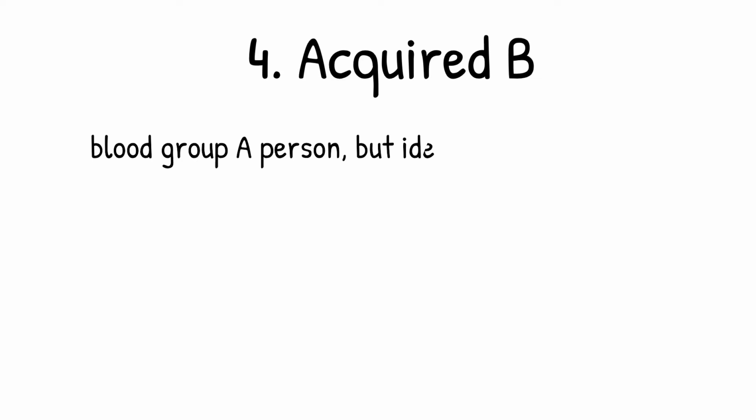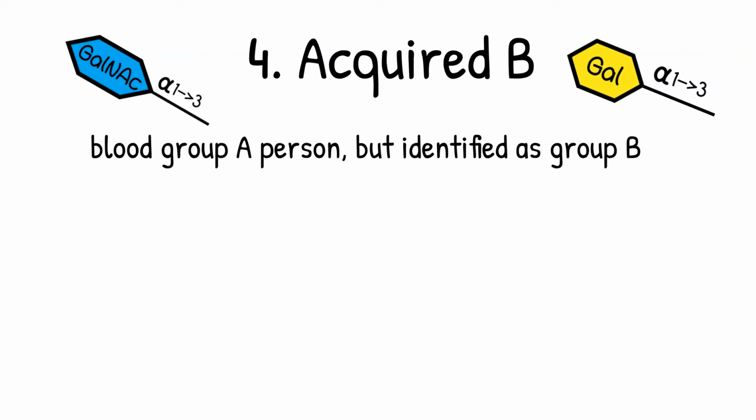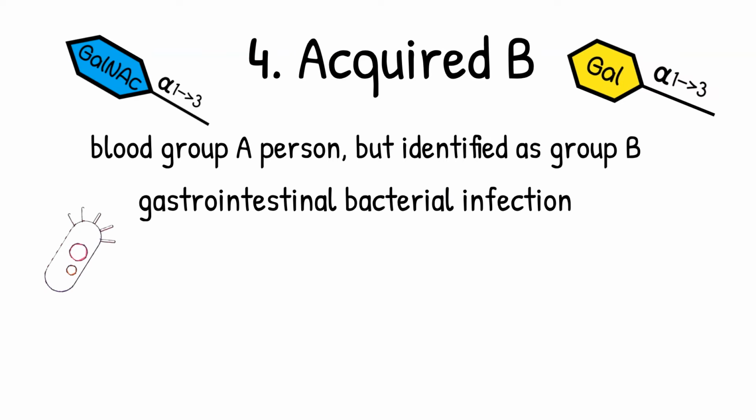Fourth, acquired B. Oh, this is a fun topic. An acquired B phenotype is when an individual is actually group A, more specifically group A1, and currently typed as B blood type. This happens in patients with gastrointestinal bacterial infections. The acquired B phenotype shows strong agglutination with anti-A and weak agglutination with monoclonal anti-B.